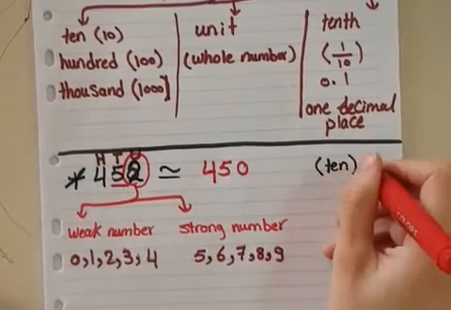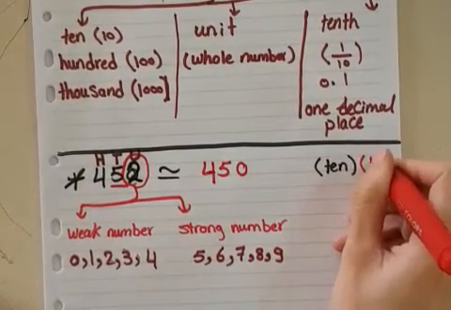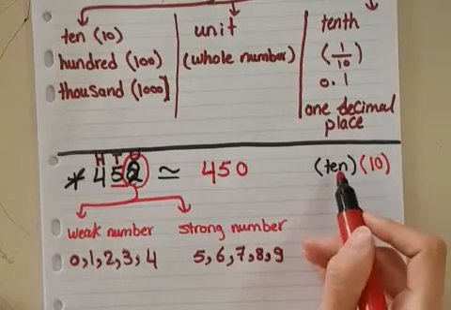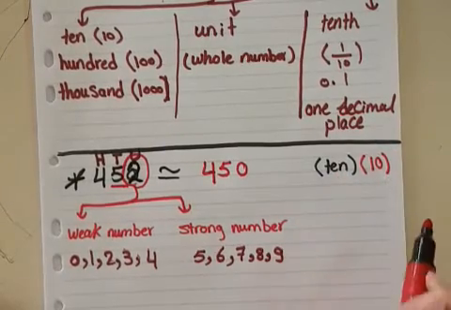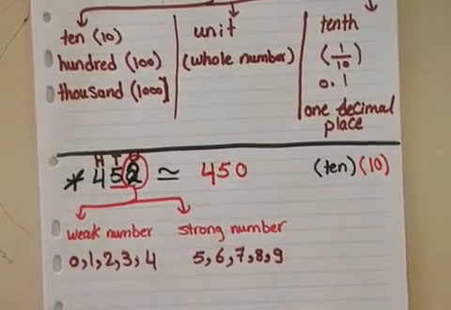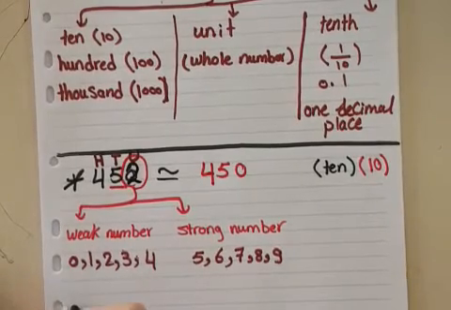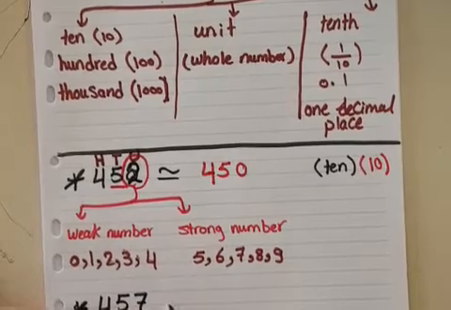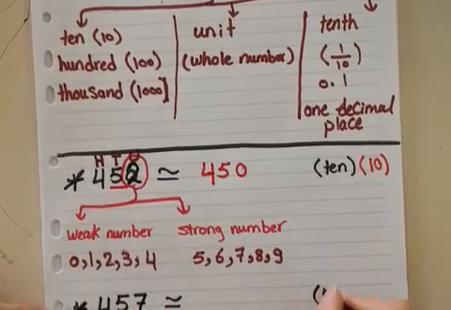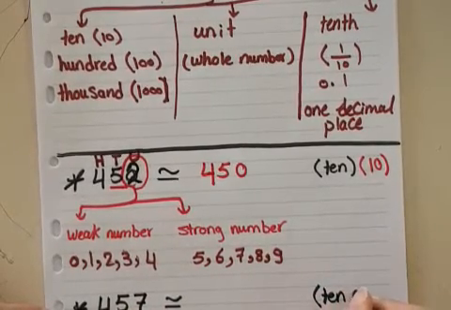Okay? And the 10 has another way of writing it. This is approximation to the nearest 10, and this is also approximation to the nearest 10. Okay. What if I have a number like 457, and we want to approximate it to the nearest 10?